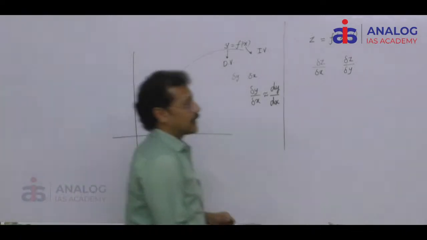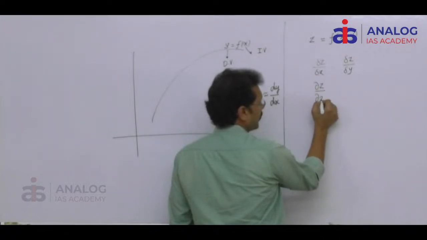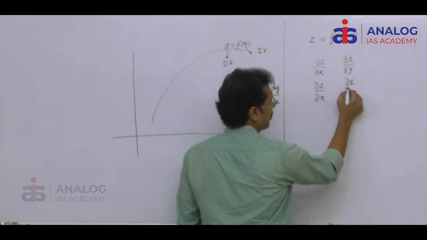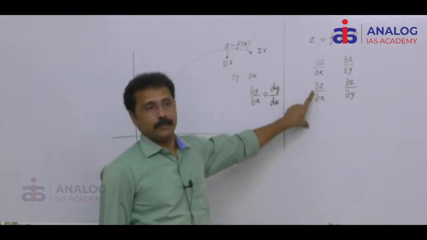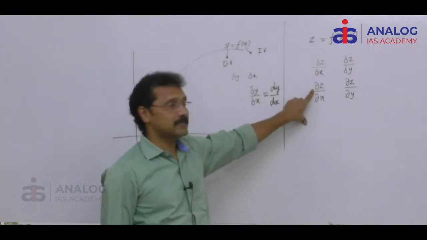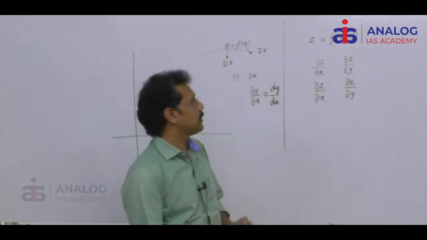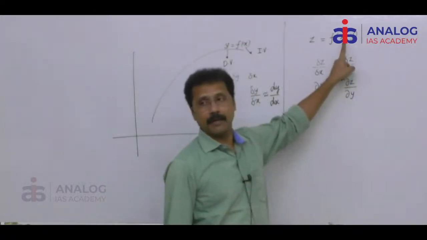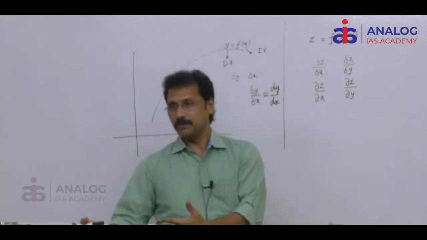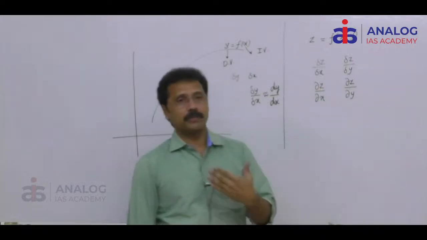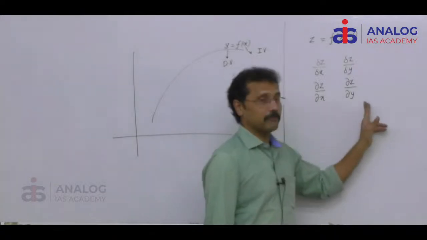In the other case, we write it as dou z by dou x and dou z by dou y. Instead of d, we write dou. Whenever you see dou, it always means that there is a partial derivative. A partial derivative comes into the picture whenever you have more than one independent variable. Quite obvious. We already know this one. I'm just trying to refresh you all. So whenever you have more than one independent variable, we are going to have partial derivatives.